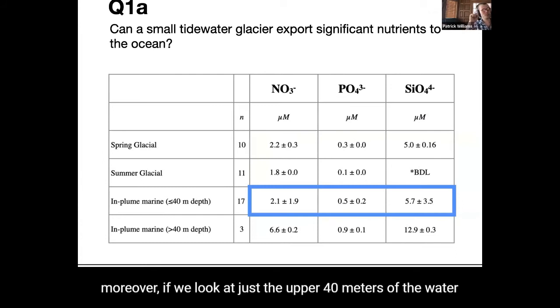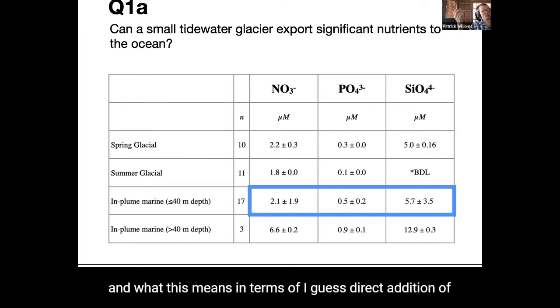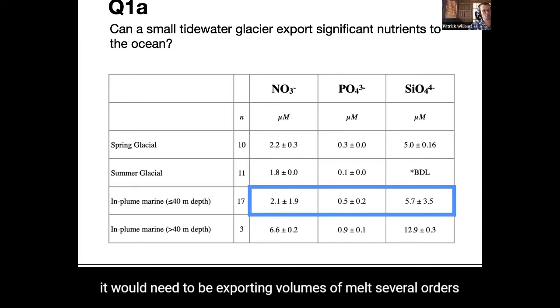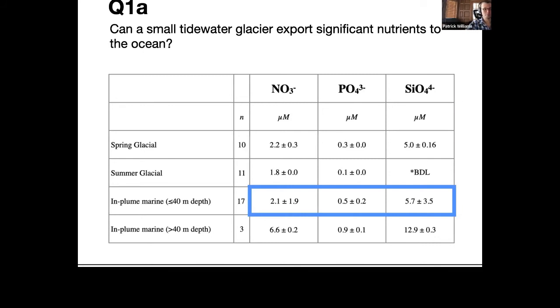Moreover, if we look at just the upper 40 meters of the water column, near surface marine nutrient concentrations are either lower or within the error of on-ice freshwater concentrations. What this means in terms of direct addition of nutrients from glacial melt is that Sphere Drop, in order to be solely responsible for surface nutrient concentrations seen in the ocean, would need to be exporting volumes of melt several orders of magnitude more than it currently does. So the nutrients at the ocean surface cannot be due to glacial addition.